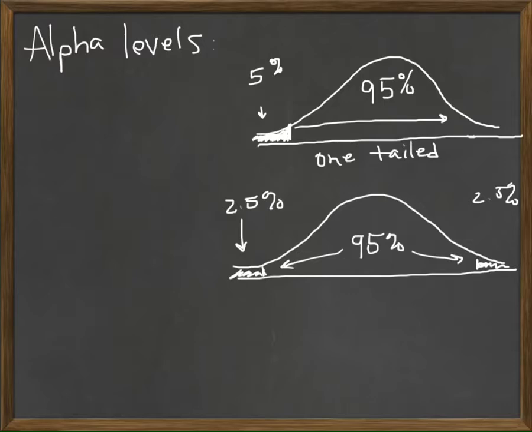On the bottom one, we have a two-tailed test. Notice the similarity is that 95% is the same in both areas. But in the bottom one you have two things happening. You have 2.5% and 2.5%. So when you have a two-tailed test, your alpha level has to be cut in half. So think about this as a threshold value.